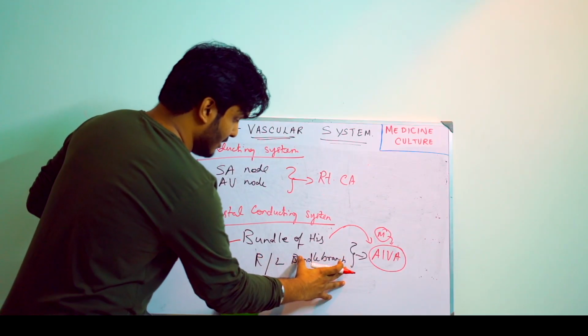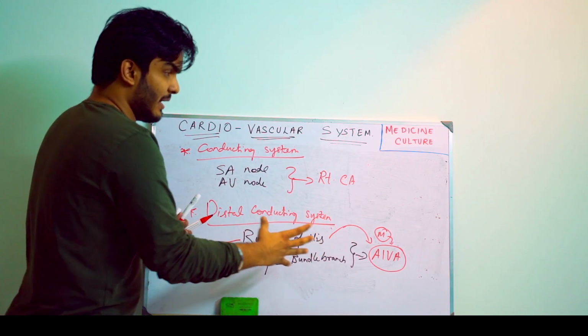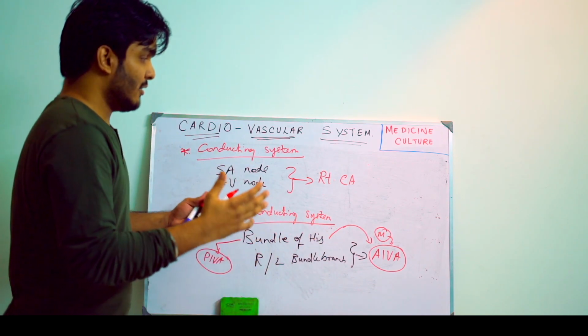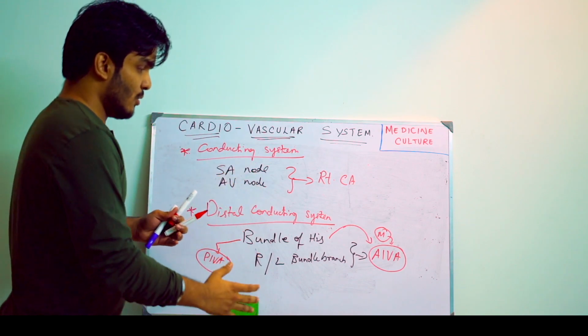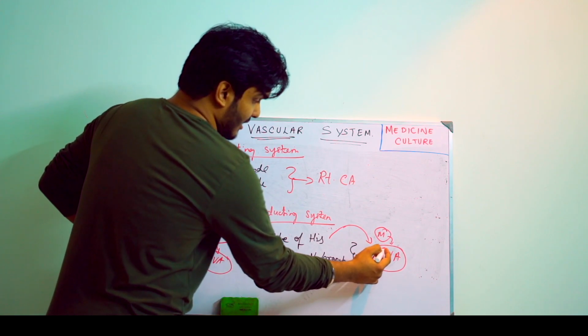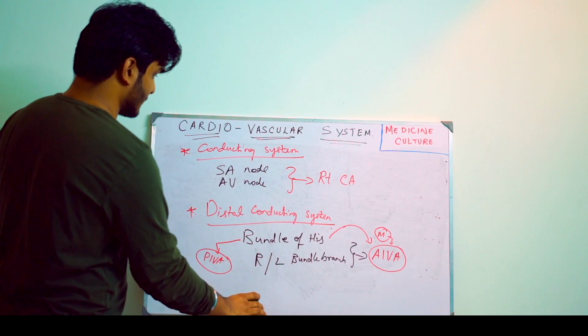The right and left bundle branches are supplied only by AIVA, because you can see them on the anterior side, in the interventricular septum. So the anterior interventricular septum is supplied by which artery? It is supplied by the anterior interventricular artery. The name says everything, it's very easy.